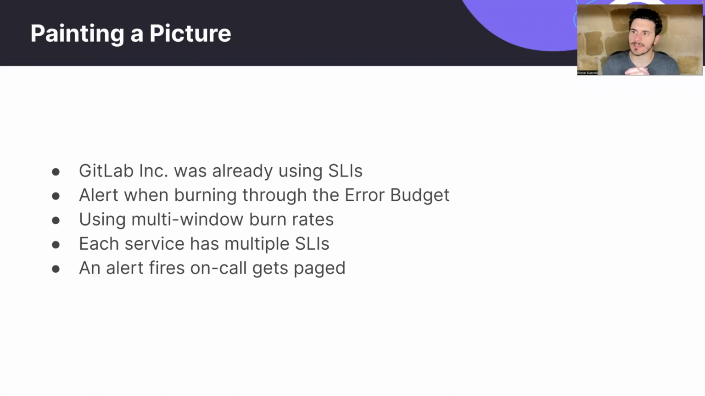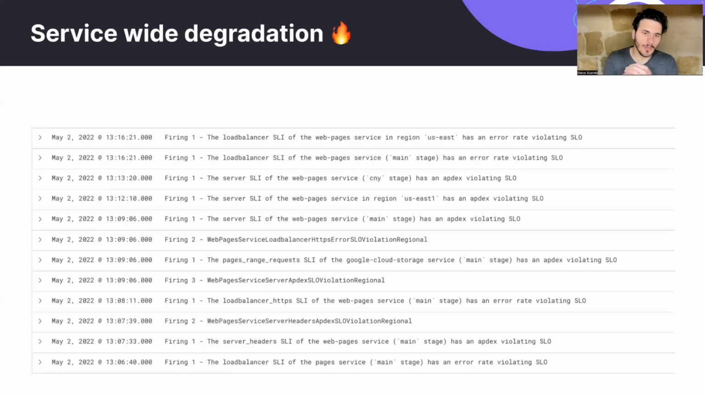Each service has multiple SLIs, either on a zonal level, on a regional level, and also on multiple components that the service might be made out of. And in the past, we were paging the on-call for every alert that was firing, which is a really good setup overall. It was really mature. And we were quite happy with it because we were alerting the on-call on symptom-based alerts rather than cause-based alerts. But we had a few problems in our setup.